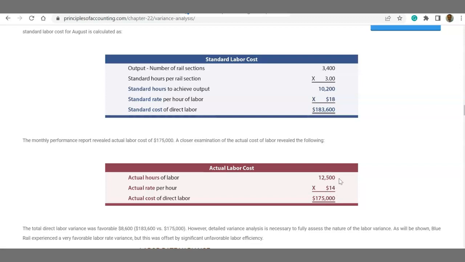However, the cheaper labor ends up using more time because they don't know what they are doing. They get paid less, but they spend more time. But overall, the actual cost ends up to be $175,000 compared to standard cost of $183,000. So yes, the overall cost was less, but you want to analyze it to see why that happened, right?